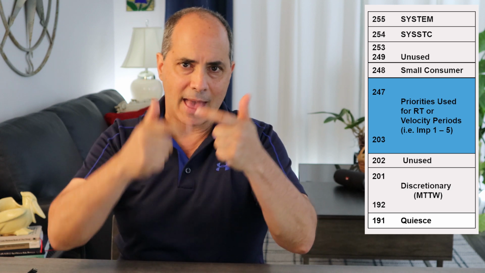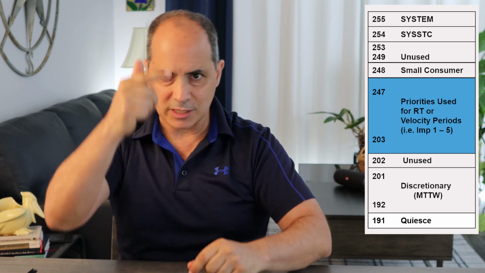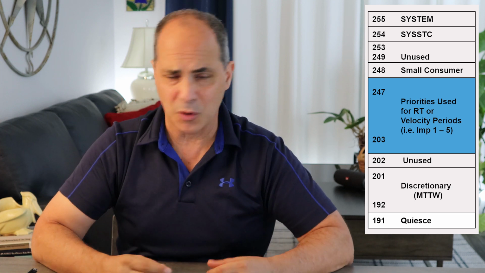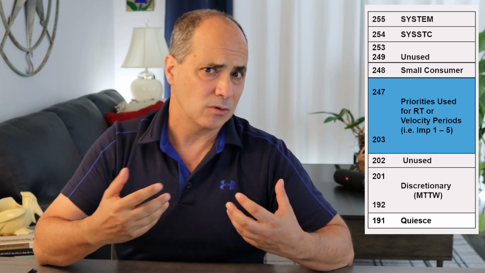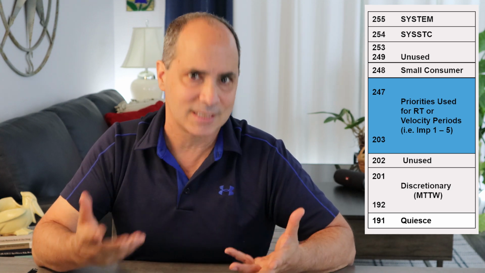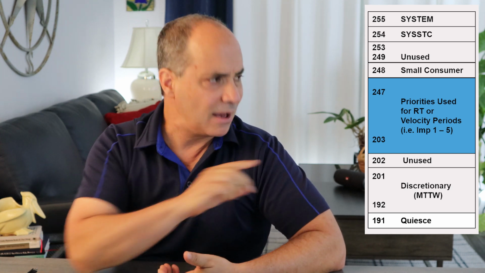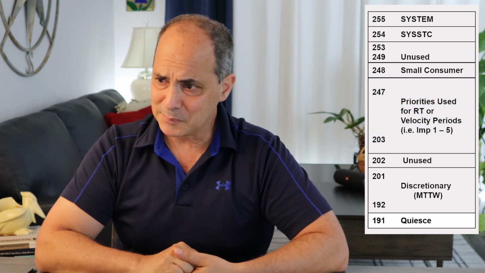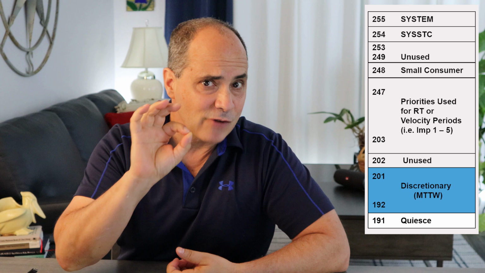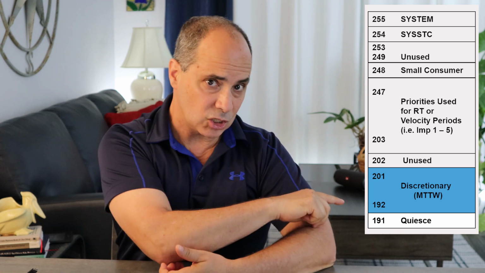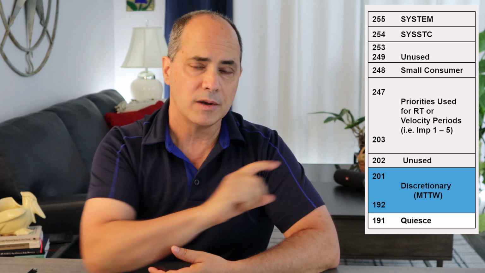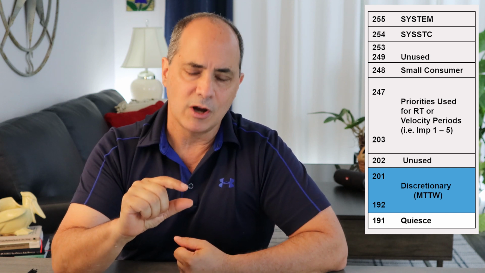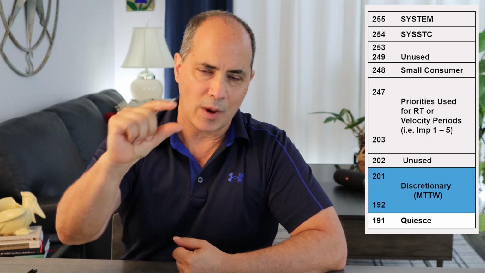And then WLM will be managing the workloads within those priorities, and those workloads can go up and down depending upon what the workload is and the goal for the workload and how well that workload is meeting or missing its goal, etc. Then we have another unused priority at 202, so let's not worry about that. And then we have a range of priorities from 192 up to 201 for discretionary work. And this discretionary work runs in what we call a mean time to wait group.